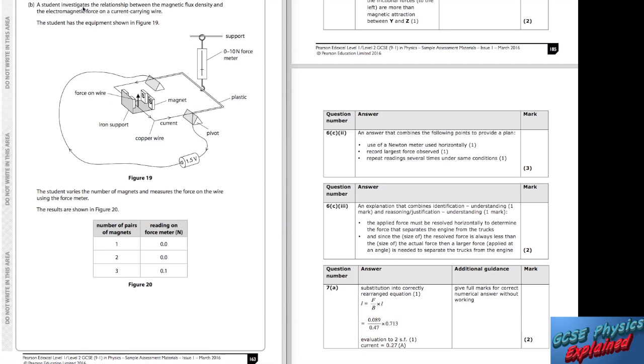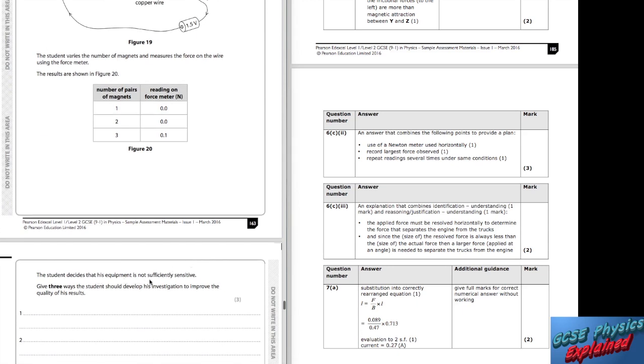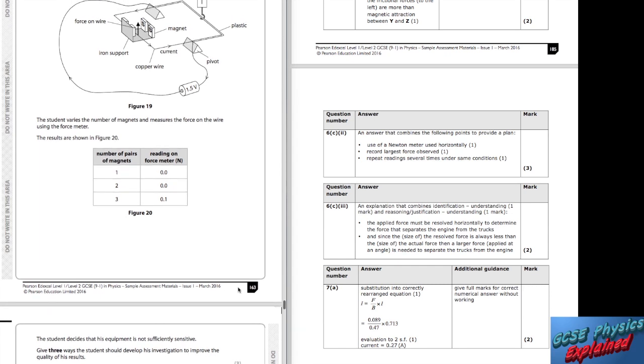Part B. The student investigates the relationship between the magnetic flux density and the electromagnetic force on a current carrying wire. The student has the equipment shown in figure 19. The student varies the number of magnets and measures the force on the wire using the force meter. So that's the number of pairs of magnets, 1, 2, 3, and the force on the force meter is 0, 0, and 0.1. The student decides that his equipment is not sufficiently sensitive. Give 3 ways the student should develop his investigation to improve the quality of his results. That's for 3 marks.